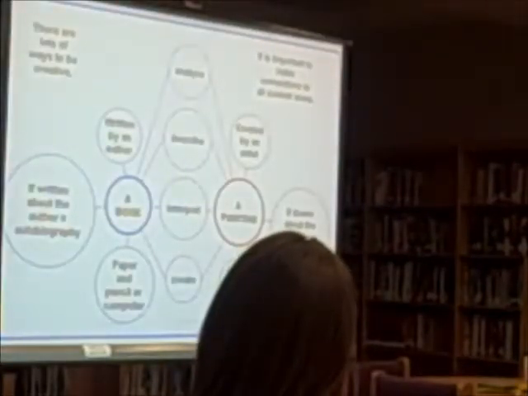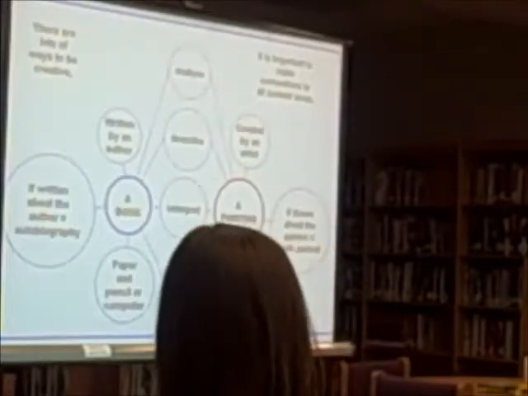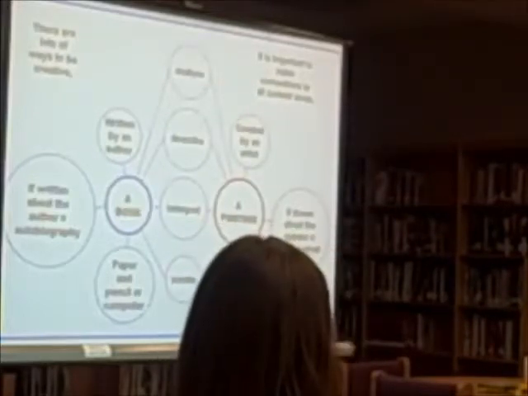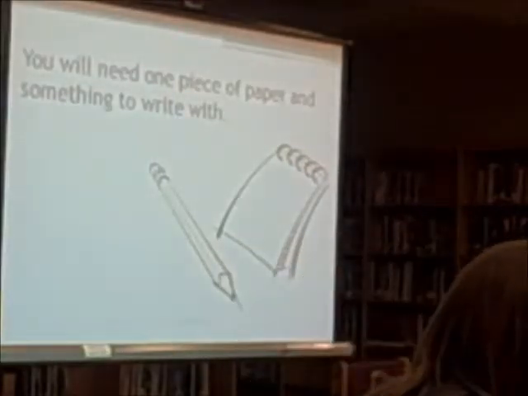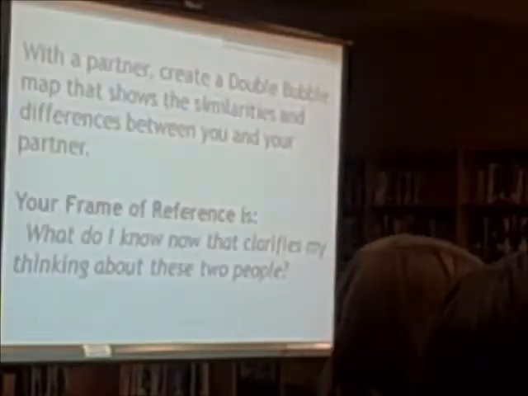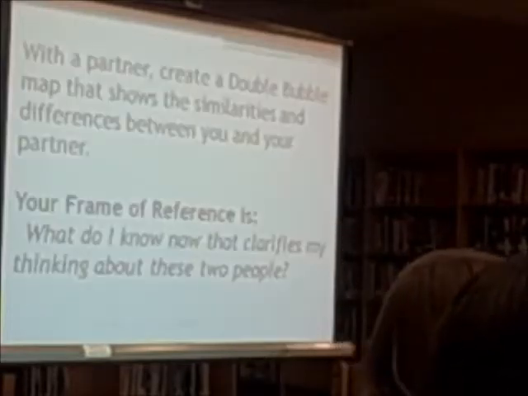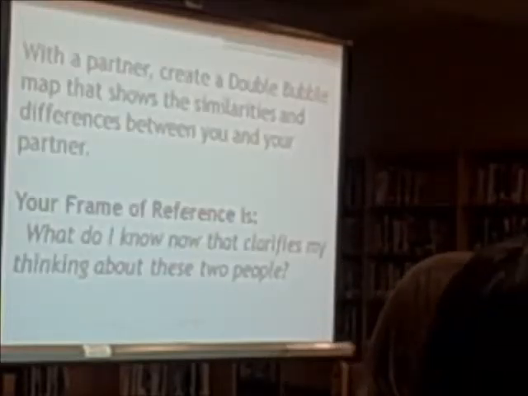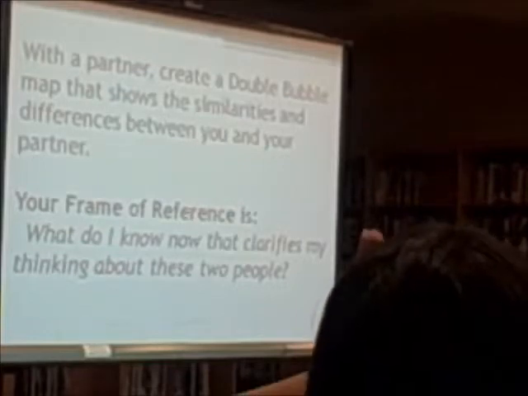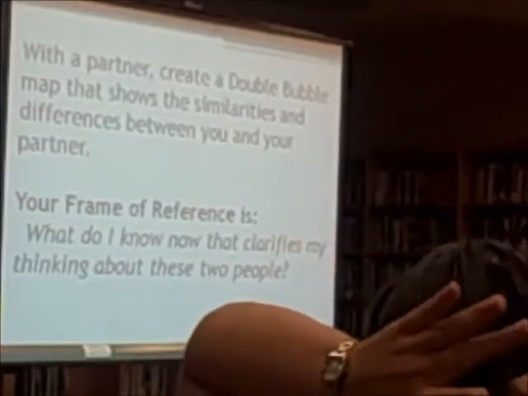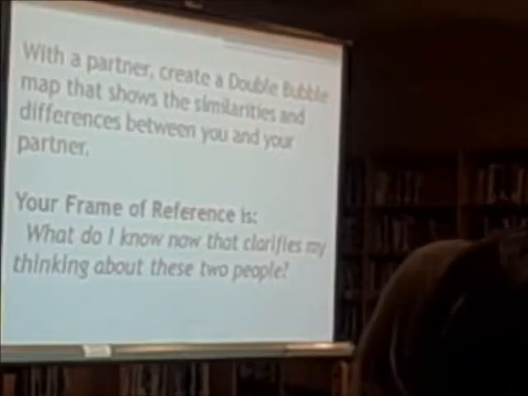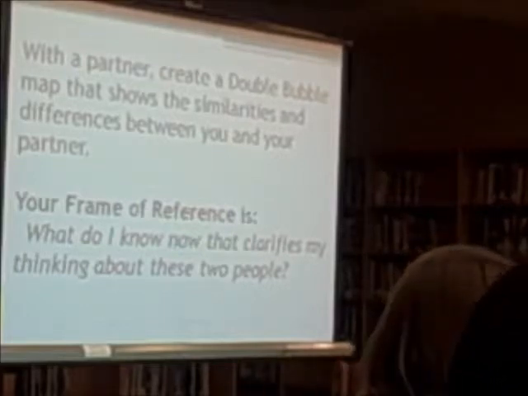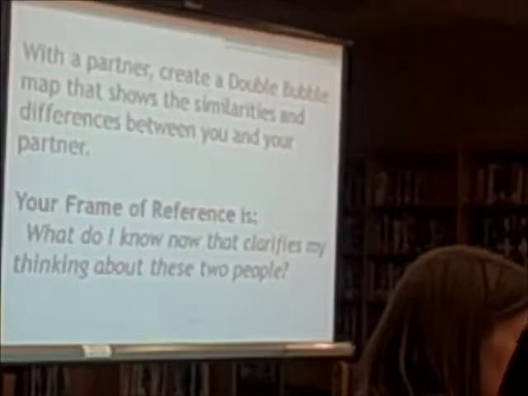Here's another one. Just another example. Okay, so then you can just turn over your paper, or if you really want a new piece of paper, I can give you another new piece of paper. Because if you use marker, it may have bled through. And what you're going to do is create a double bubble map that shows similarities and differences between you and a partner at your table.